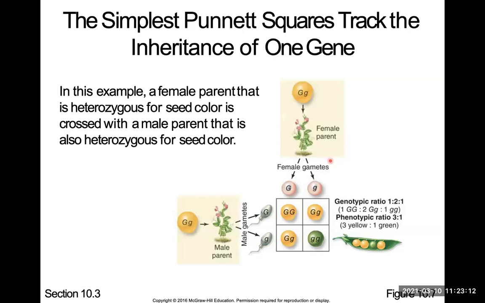Okay, so in this example, the female parent is heterozygous for seed color and is crossed with a male parent that's also heterozygous. This is the same example we just went over, just summarized for you. So that's what you're mating. If it was a word question, this would be the wording of it: female parent, heterozygous, is mated with male that's also heterozygous. But here it's not telling the seed color because it's color coded right now.